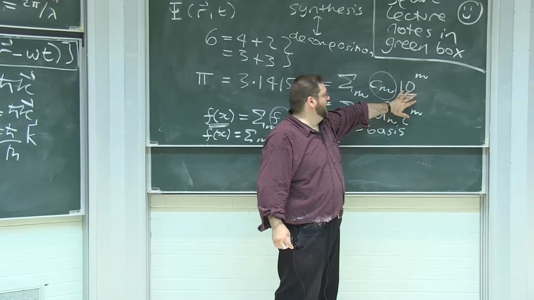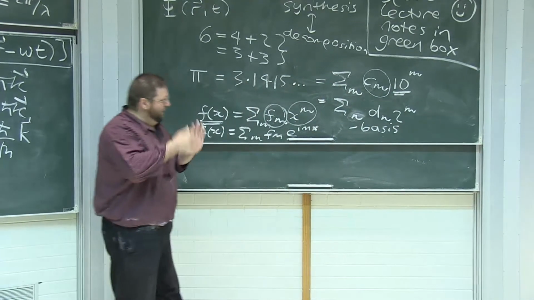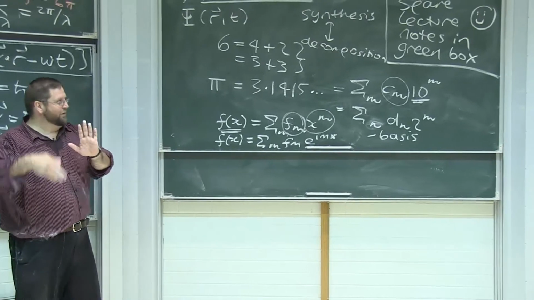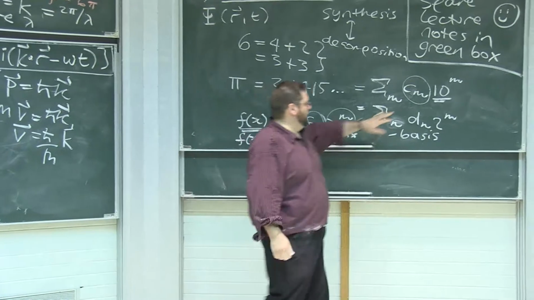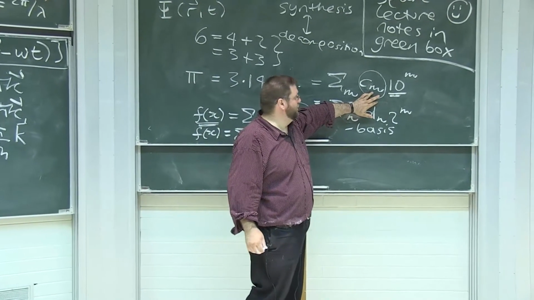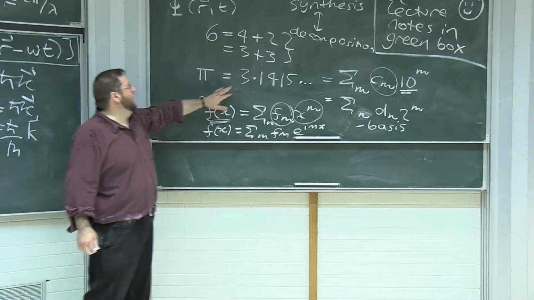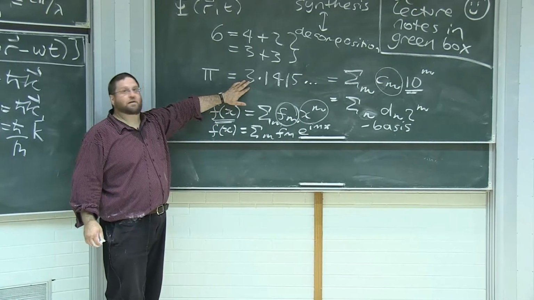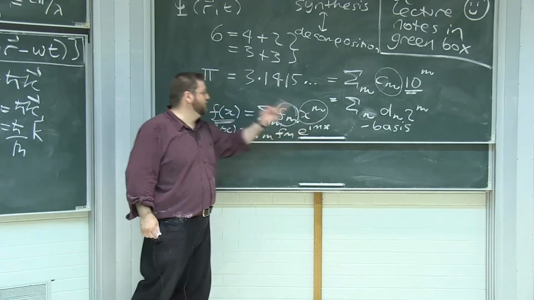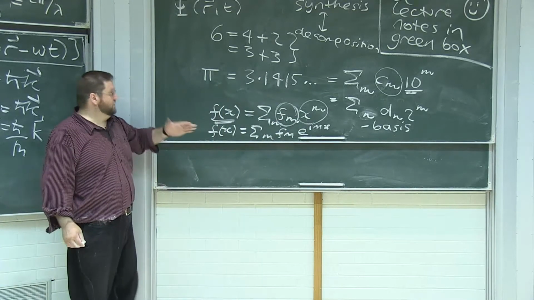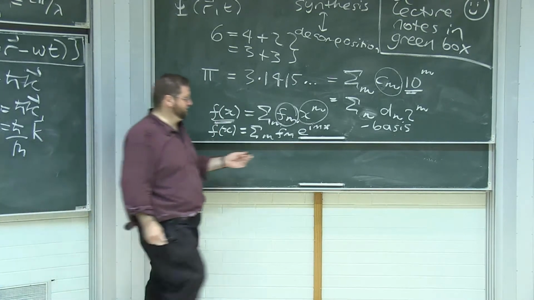The set of powers of 10, namely 10 to the minus 3, 10 to the minus 2, 10 to the minus 1, 10 to the 0, 10 to the 1, etc. That set of numbers, which you can add up with appropriate weighting coefficients, is spoken of as a basis. The powers of 10 are the bricks out of which you build a number, represented in the decimal number system. The set of all non-negative powers of x is the basis out of which you build an arbitrary function f of x via a Taylor series.